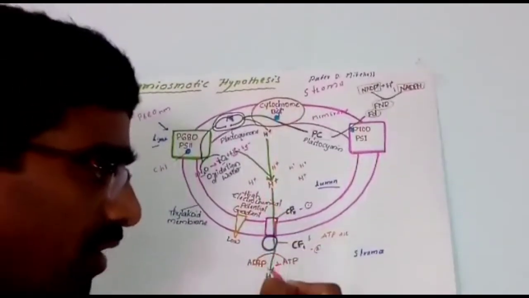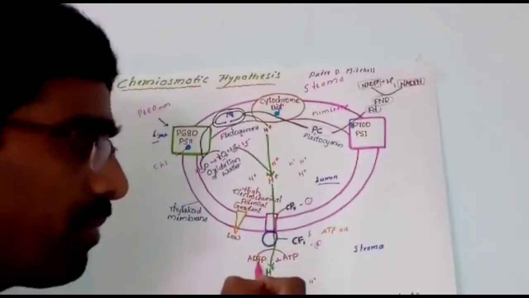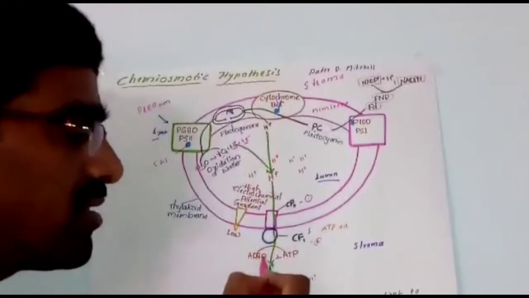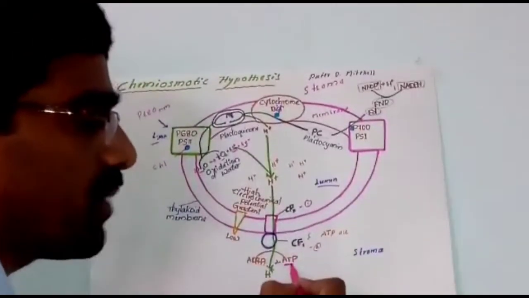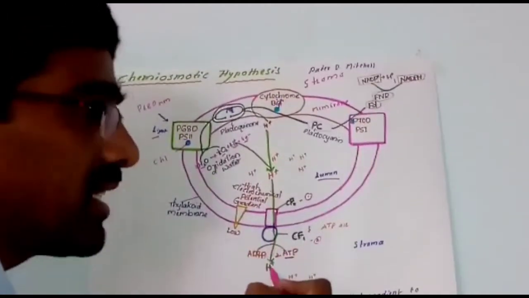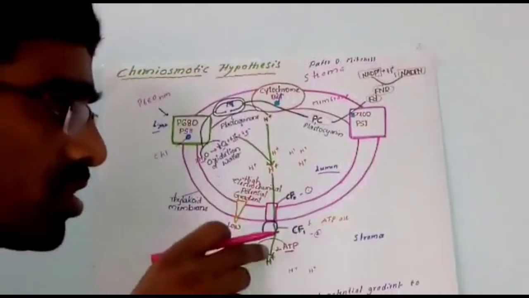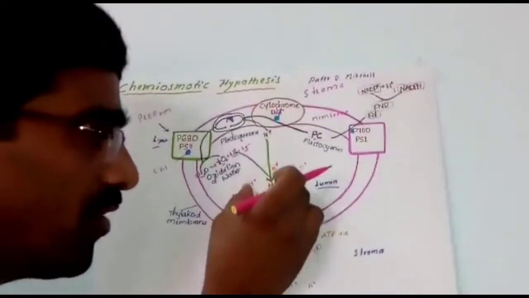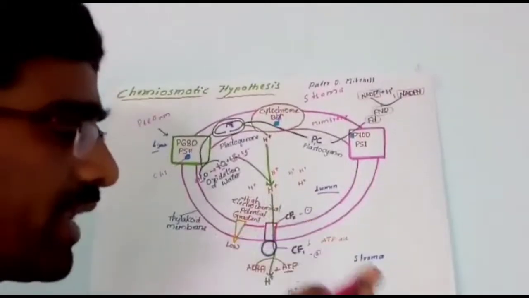When the protons are moving from high to low concentration, ADP plus inorganic phosphate react to form ATP. In the sense, ATP formation takes place with the help of the ATPase enzyme, based on the concentration gradient of protons. These protons move from the lumen to the outside of the lumen, that is, the stromal region. That is one direction.